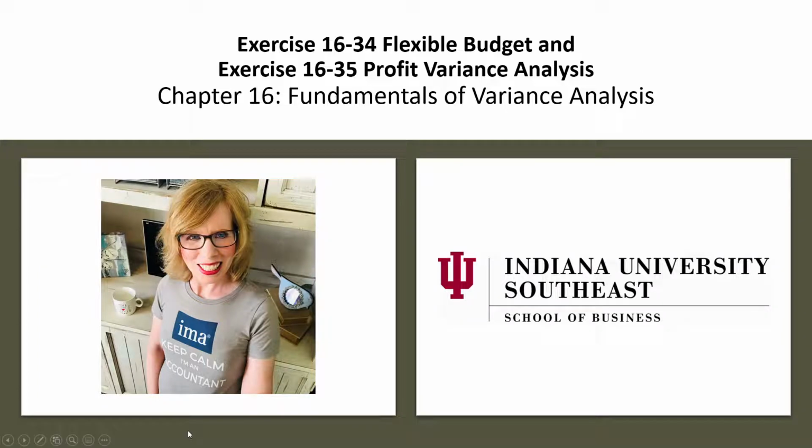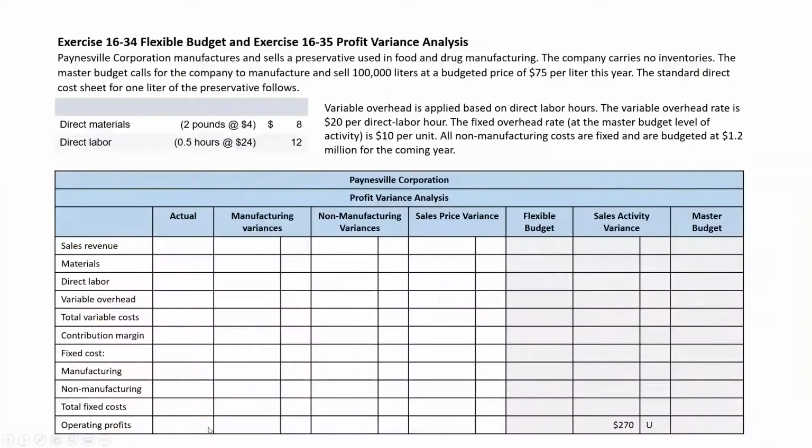In this video, I'm going to finish covering the flexible budget from exercise 1634 and also address a profit variance analysis report from 1635. So you'll see here, this is the profit variance analysis report from exercise 1635, but it also includes the same flexible budget information from exercise 1634. So just make sure you've also transferred that information into exercise 1634.